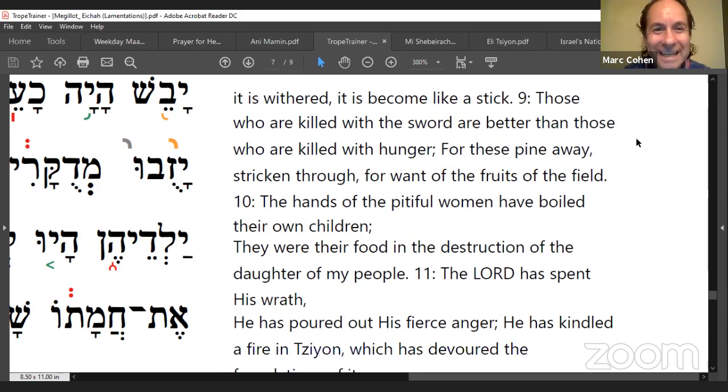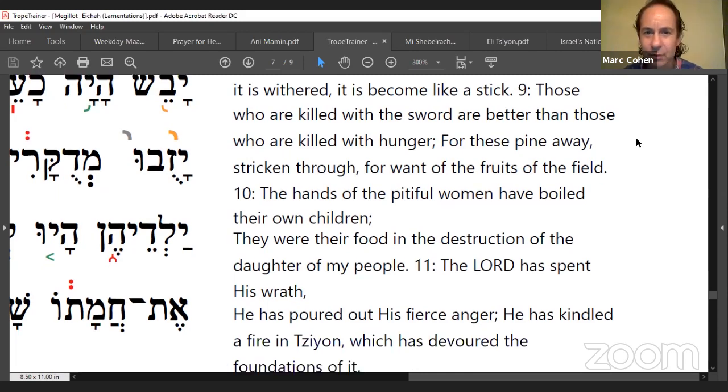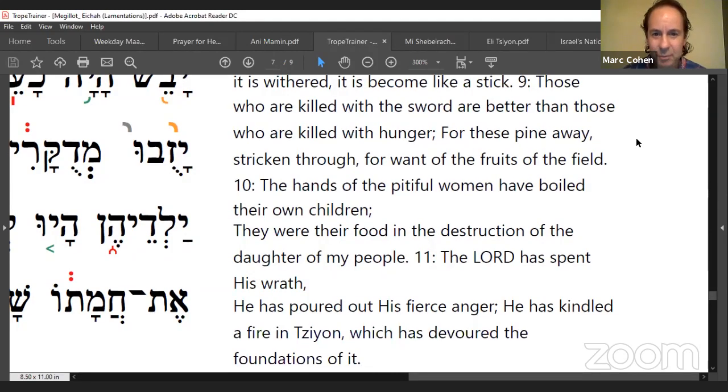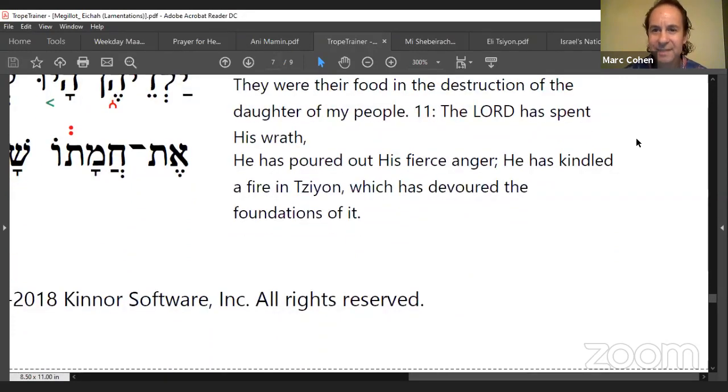Rabbi, it is withered, it is become like a stick. Those who are killed with the sword are better than those who are killed with hunger. For these pine away, stricken through, for want of the fruits of the field. The hands of the pitiful women have boiled their own children. They were their food in the destruction of the daughter of my people. The Lord has spent his wrath. He has poured out his fierce anger. He has kindled a fire in Zion, which has devoured the foundations of it.